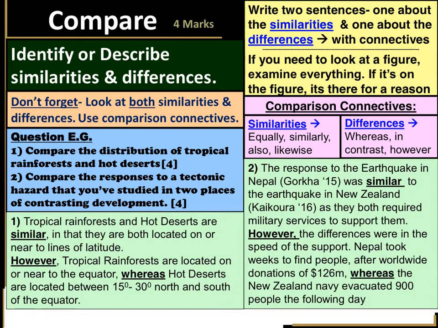Here's 2 possible questions and some of the responses that you might want to give. We're going to look at these in some detail in the following slides. Pause here if you want to get a feel for what's coming up, but you will see this again at the end.